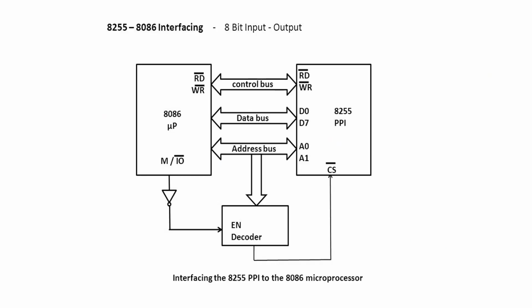This is how the 8255-8086 interfacing is done. This is 8086 and this is 8255. The control signals are connected, the data signals are connected and the address bus is connected to A0 and A1. A0 and A1 are used for selecting the ports, port A, B, C and the control word register of the 8255 PPI. So this is the basic connection of 8086 with 8255 PPI.